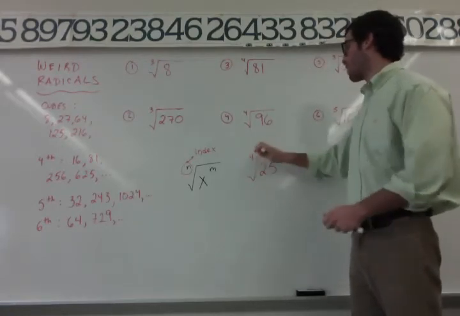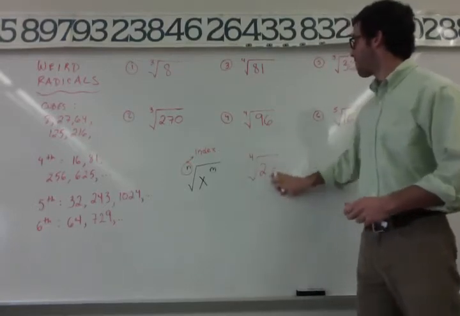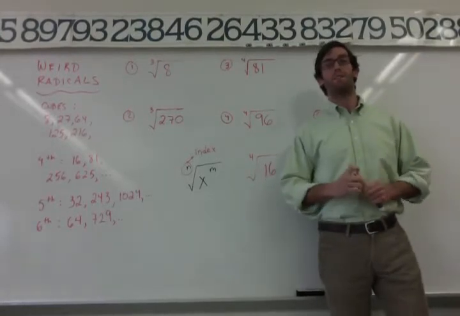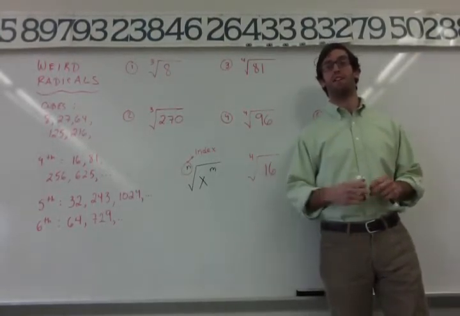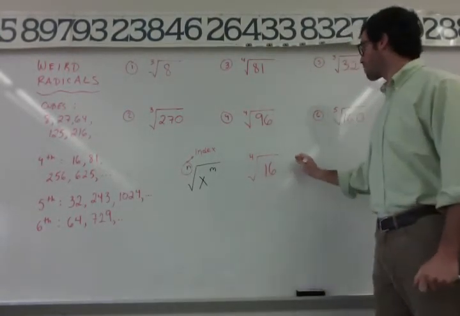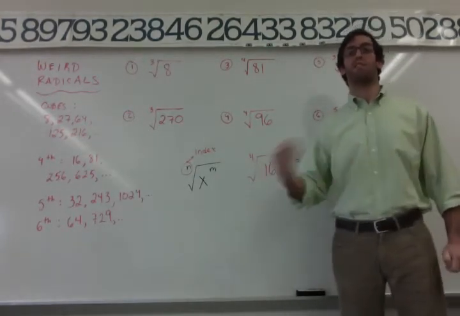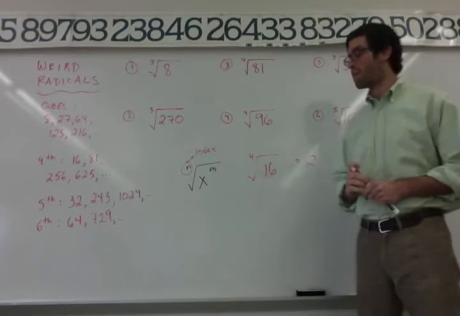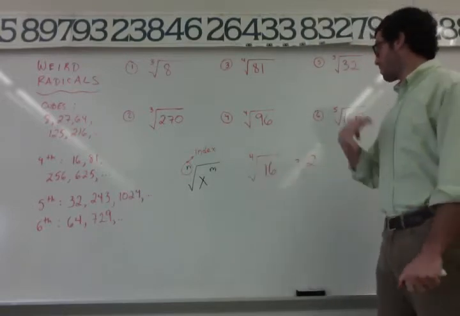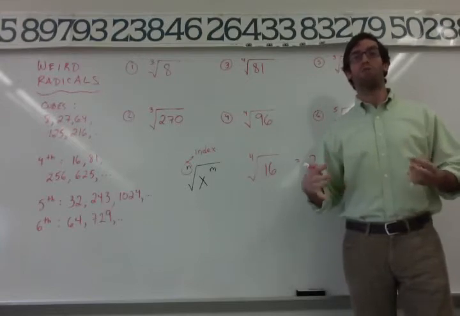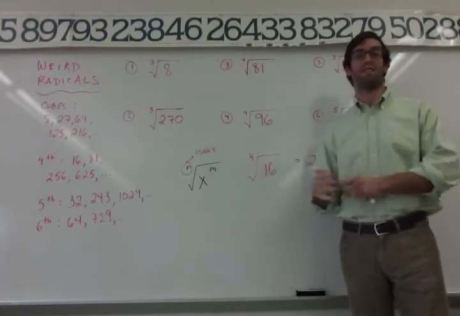Now, if this were like a 16, it would be a different story. What number times itself 4 times would give us 16? Well, 2, right? Because 2 times 2 times 2 times 2 is in fact 16. So this is something you just kind of become a little familiar with. You have to know some basic powers, like 2 to the 4th power is 16, for instance.